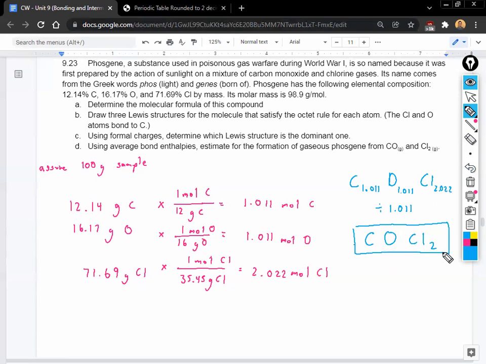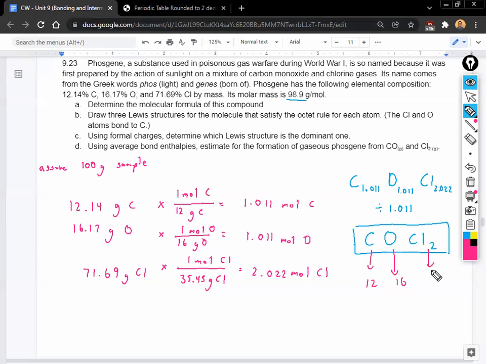All right, so I'll stop right there for just a second because we went through a lot of steps. Any questions on how we got the empirical formula? All right, so what we want to do now is find the molecular formula. So we want to find the molar mass of this compound right here, and then scale it up to see if we can get it to, what was the molar mass? 98.9.